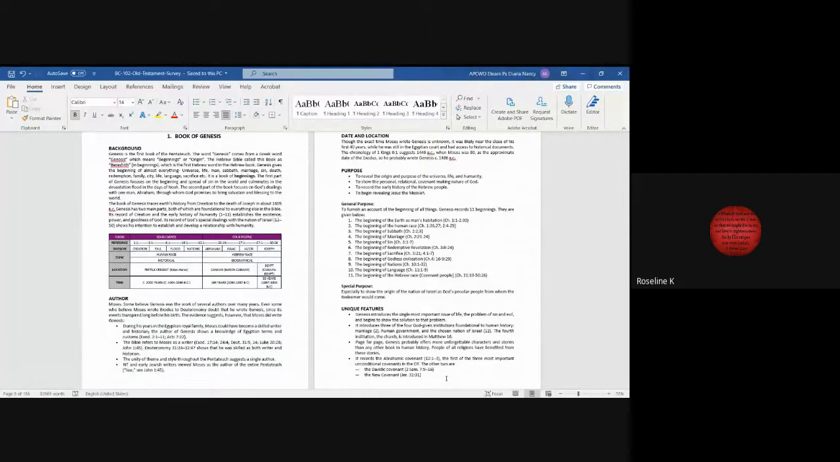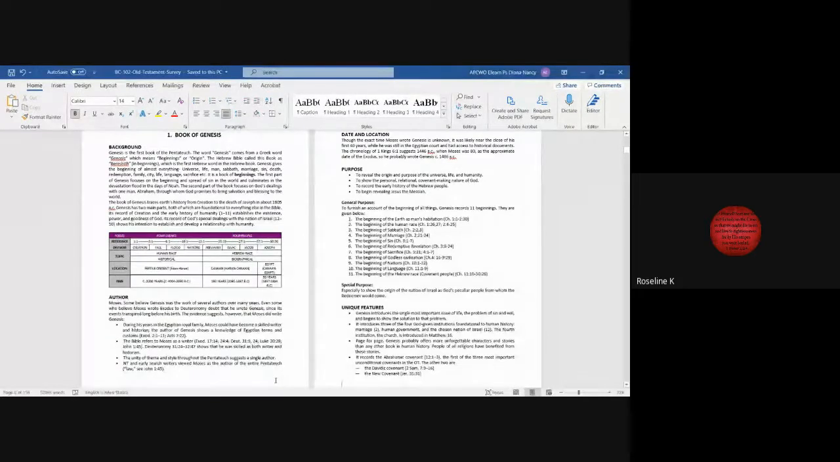Then the Lord God made a woman from the rib he had taken out of the man, and he brought her to the man. Then the man said, "This is now bone of my bones and flesh of my flesh. She shall be called woman, for she was taken out of man. For this reason, a man will leave his father and mother and be united to his wife, and they will become one flesh." Thank you. Amen.